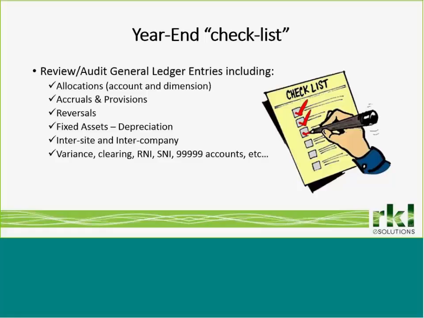And lastly here on the general ledger checklist is your variances, your clearing accounts, your return not invoiced accounts, your sold not invoiced account, and your 999 account. It's a good time of year to look at these. Run a report. There are a few utilities out there, and a couple of reports, especially for the RNI and the SNI accounts. Make sure that those numbers make sense to you, and that they are as they are supposed to be.